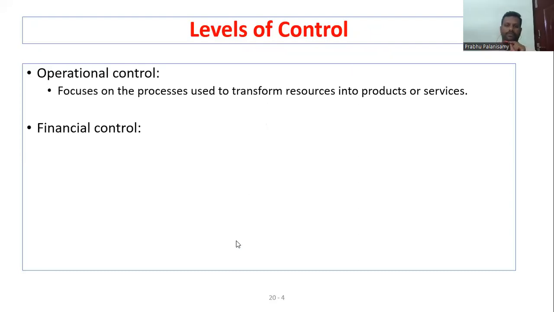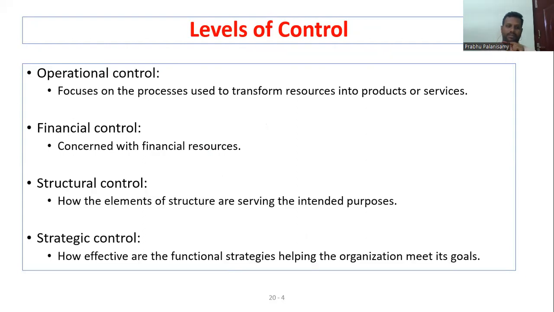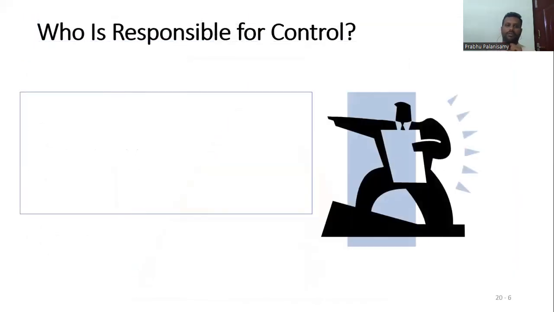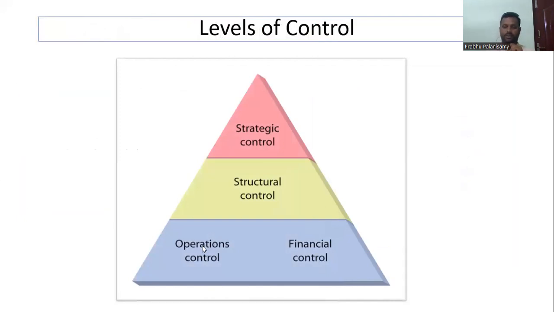And levels of control. The operational control level focuses on the progress used in transforming resources into products or services. Financial control is concerned with the financial resources, and structural control, how the elements of structure are serving their intended purposes. Strategic control, how effectively the functional strategies help the organization meet its goals. So these are the levels of control: strategic, structural, operational, and financial control.